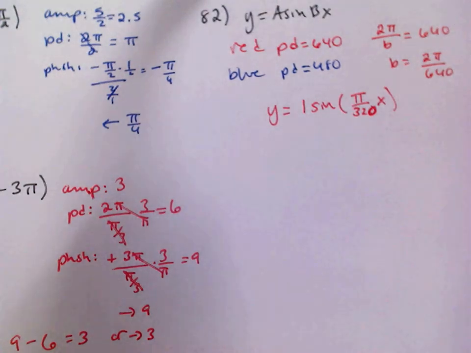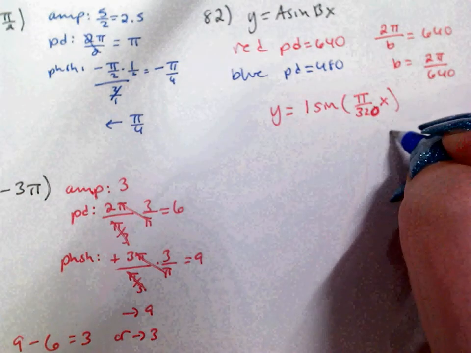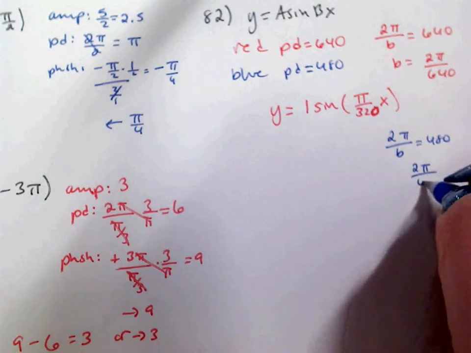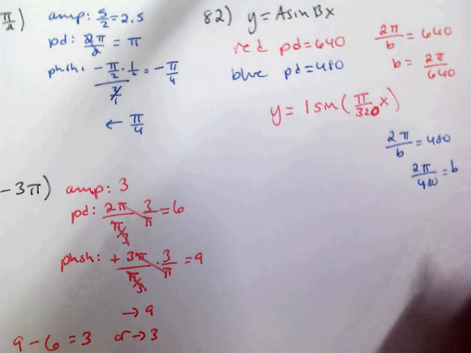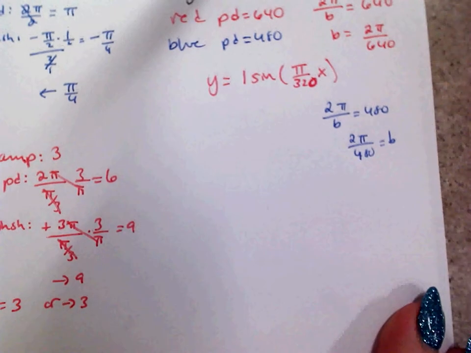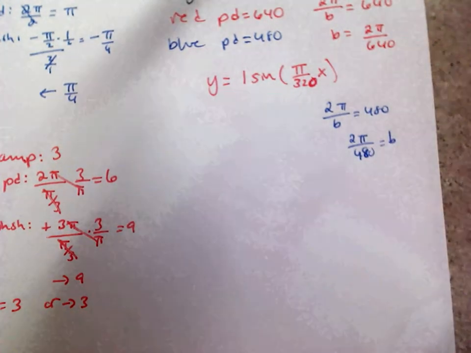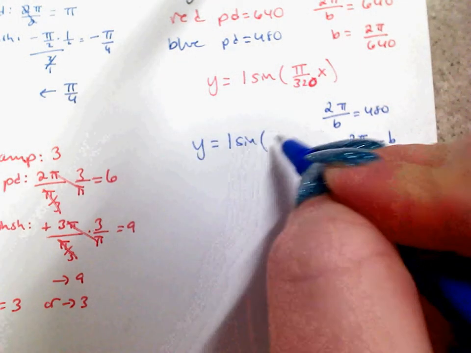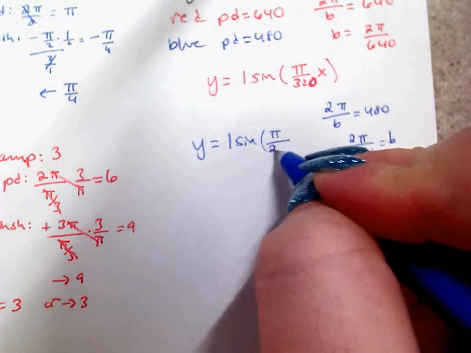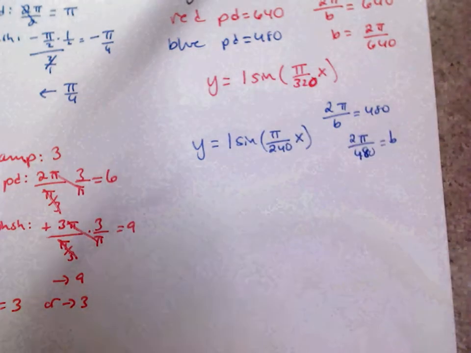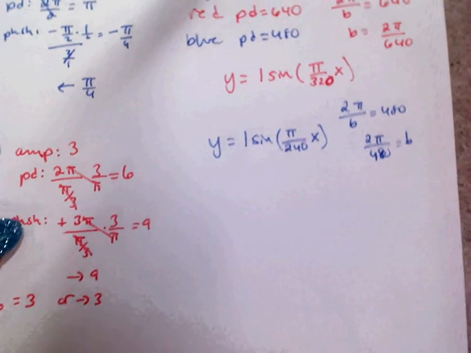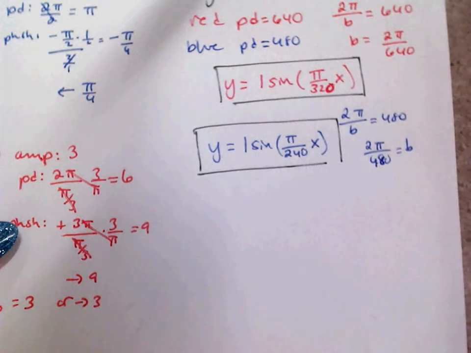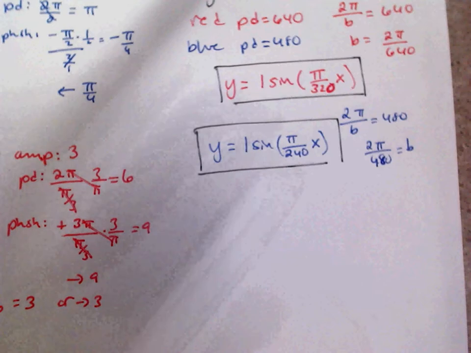And then for the blue, I'm going to have 2 pi divided by b equals 480, or 2 pi over 480 equals b. And I get that b equals pi over 240. So y equals 1 sine of pi over 240 x. And those are my answers. So really all you have to do is figure out the period. And then once you figure out period, you can find b.